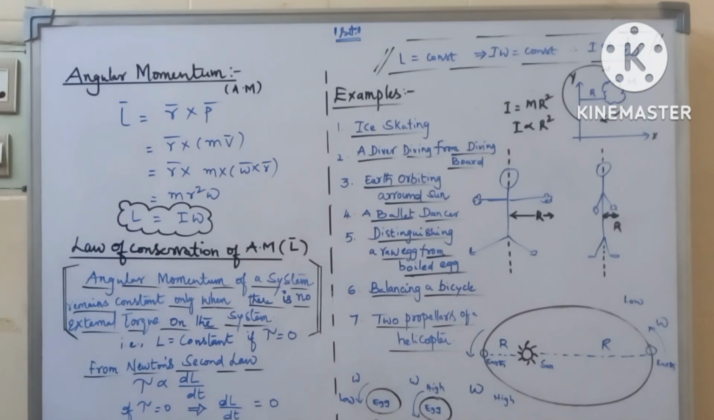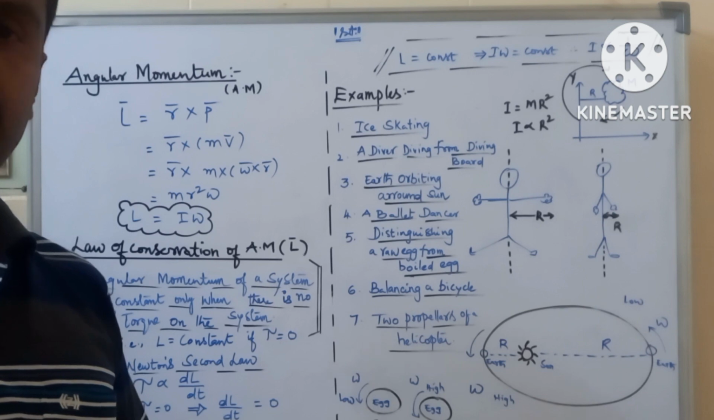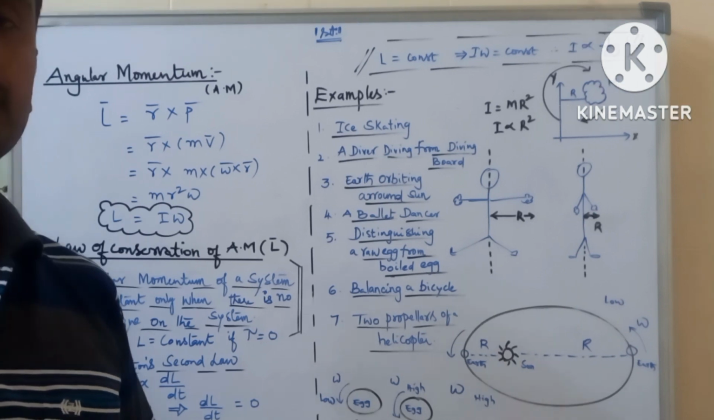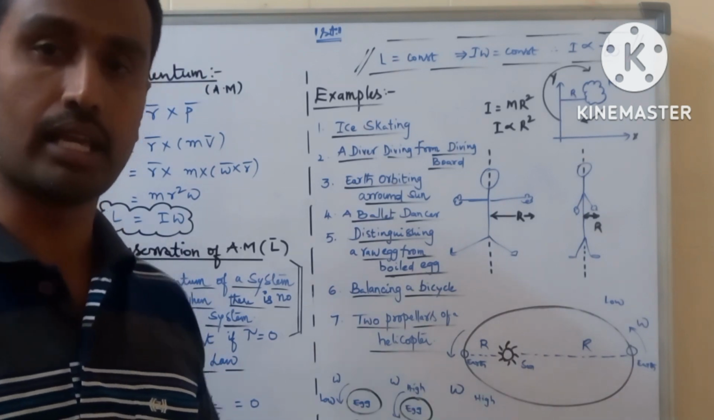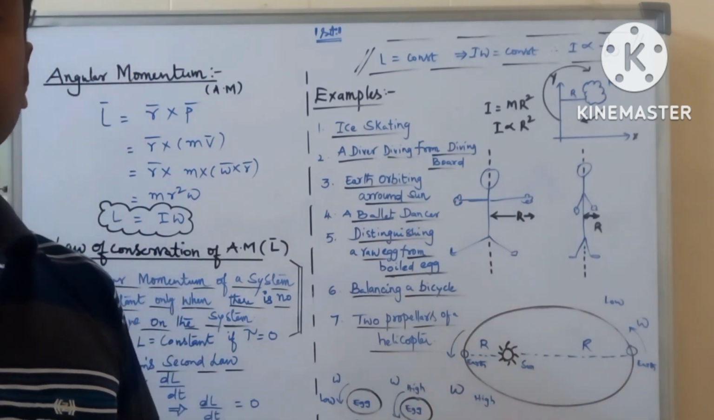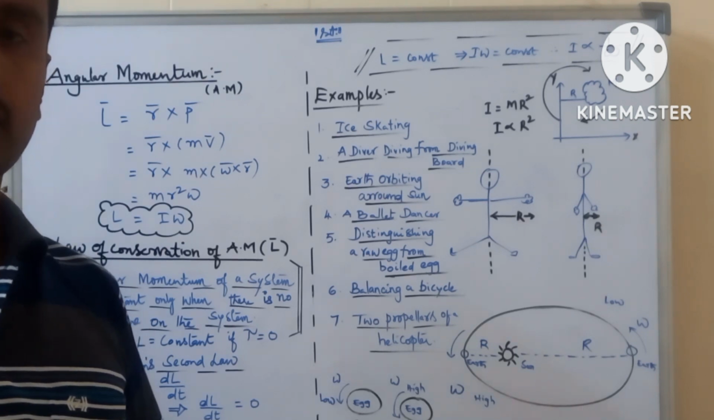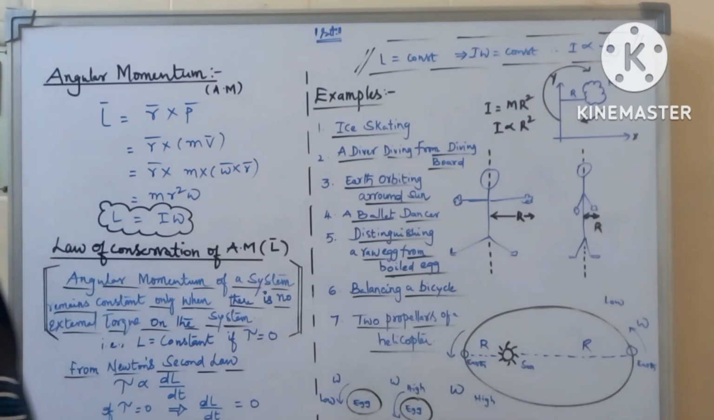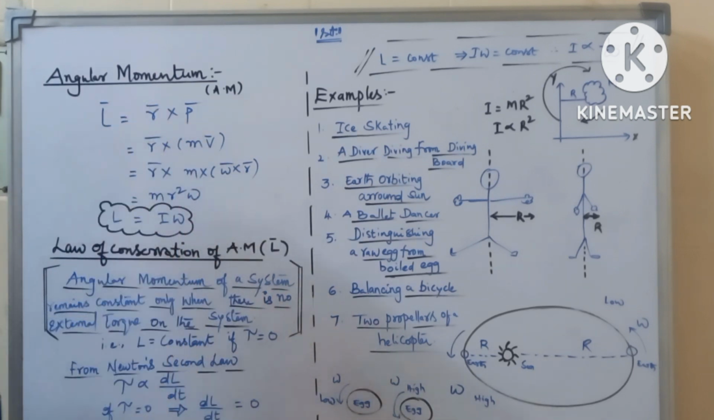The angular momentum is similar to the linear momentum in translatory motion. A body in translatory motion has a linear momentum, while a body in rotatory motion has angular momentum. Angular momentum can be defined as the cross product of position vector and momentum vector.